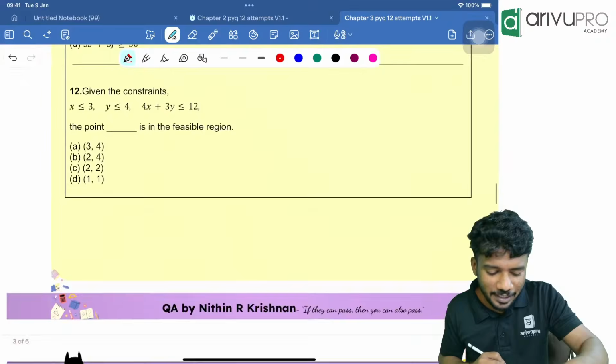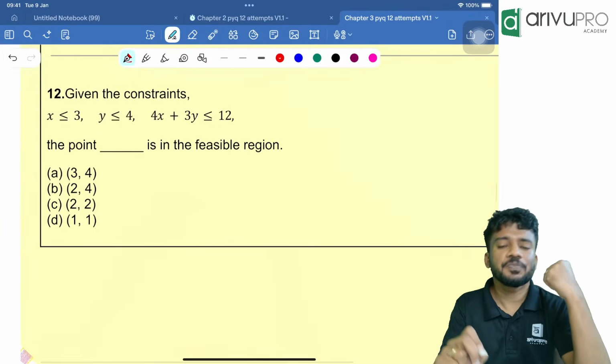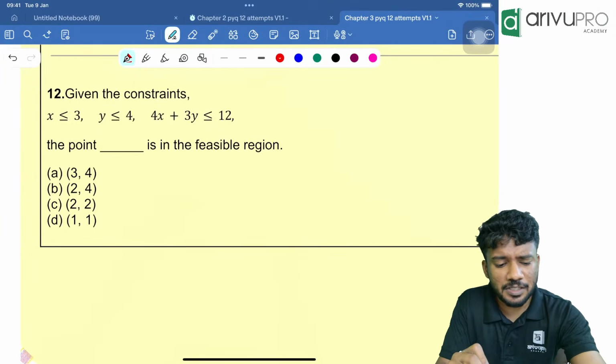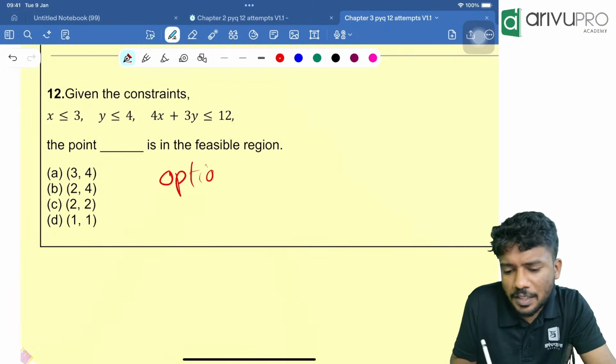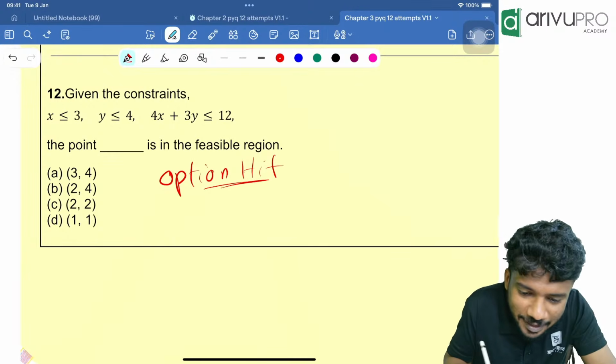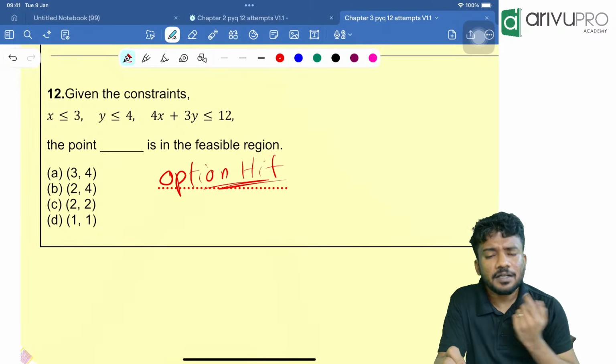Very direct. Next question, look at this. Now, how to solve such a question? What is the easiest way to solve this type of question? Option hit, correct? Yes, right answer, Hiba. Option hit, direct option hit.